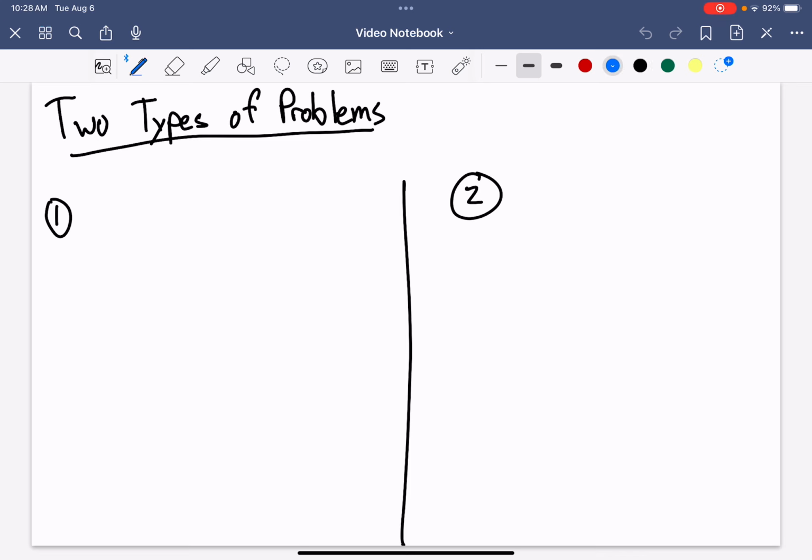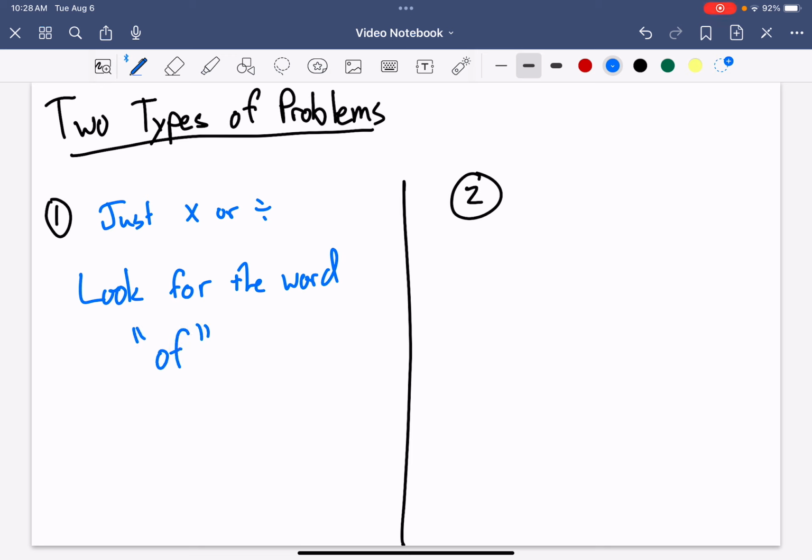All right, one type is where we just either do some multiplication or division. And our hint here is we're going to be looking for the word "of." Now, it may be a hidden "of," and we want to keep that in mind because that's going to help us realize if we need to multiply by our percent or divide by our percent.